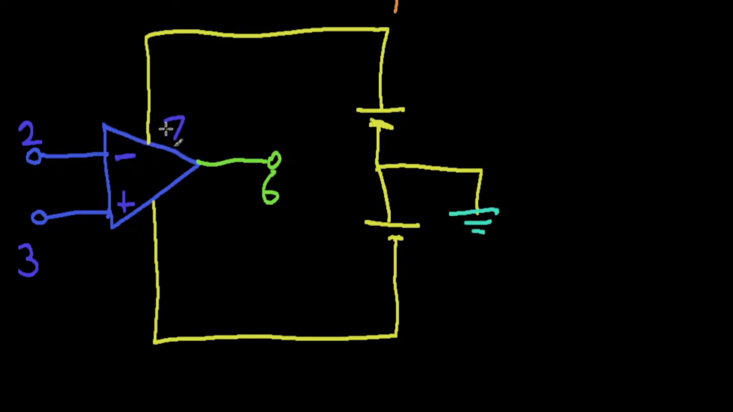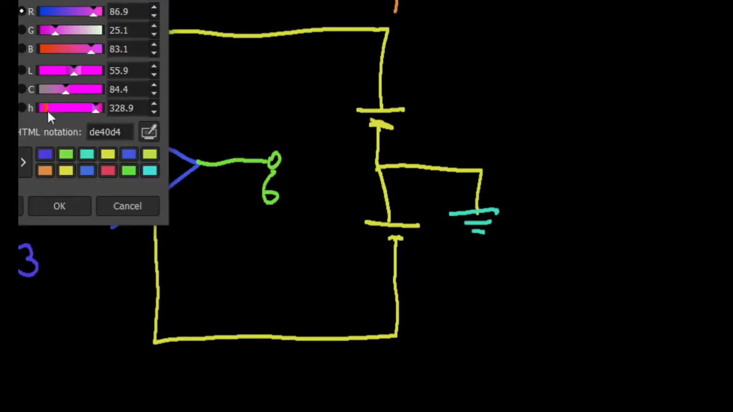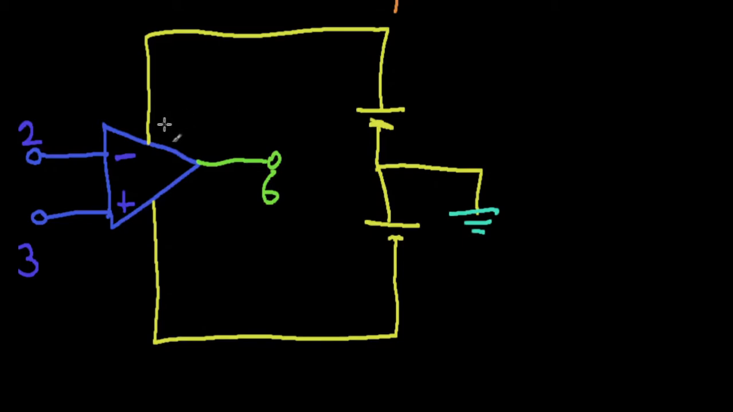7 is your positive power supply, so I'll draw a small plus here. 4 is your negative power supply, so I'll draw a minus here. Actually, you can clearly see why. These two cells have the same value. We'll call that VCC. So this cell and this cell have the same value of VCC.